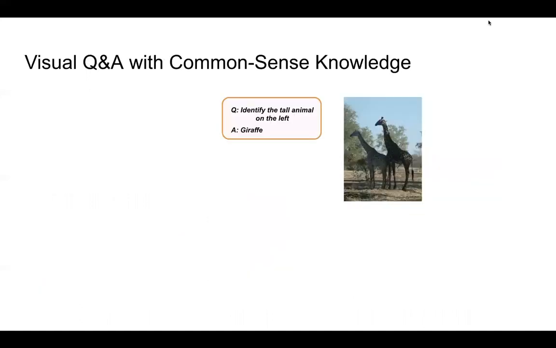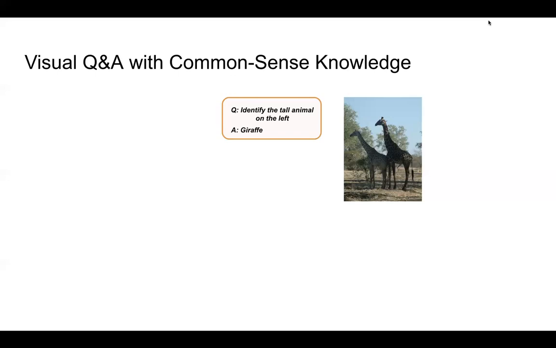What I'm going to focus on in this talk is just one application as a proof of concept. And that is what is called visual question answering with common sense knowledge. So it's combining the last two applications that I showed earlier, just visual Q&A and common sense reasoning. Let's see an example here. Since this is visual Q&A, there's an image which is given of these two giraffes. And the question being asked is identify the tall animal on the left. And the answer, of course, is giraffe.